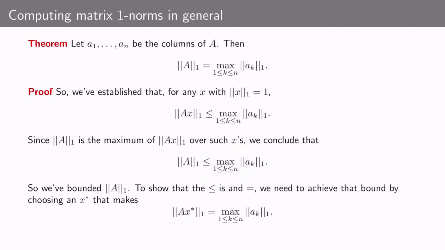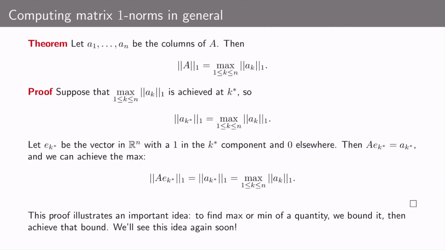Okay, cool. So we have bounded the 1 norm of A. We've shown that it's less than or equal to the maximum of the column norms of A. But the original theorem was an equality. In order to show that we have an equality, we need to achieve that bound. In other words, we need to find some particular vector x star so that the 1 norm of Ax star is equal to the maximum of the column norms of A. That will show that this less than or equal to is actually an equals. Let me describe how we'll achieve this bound.